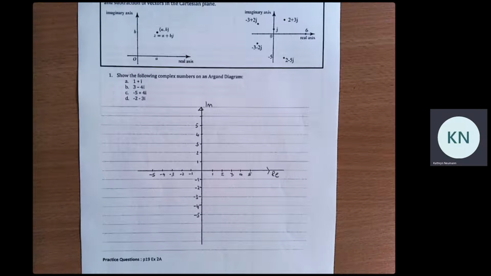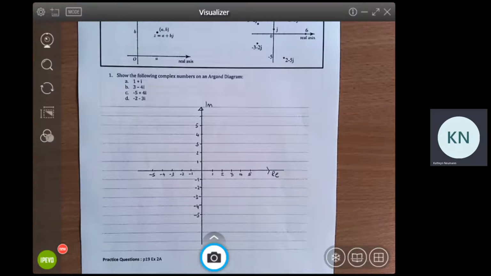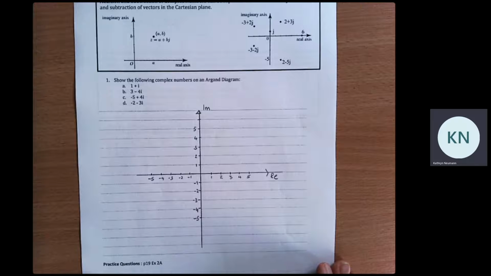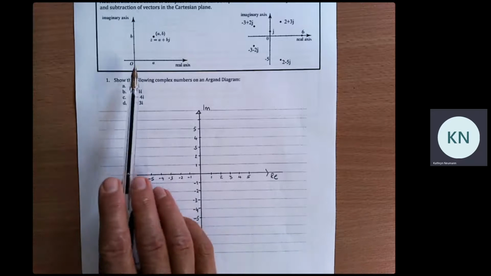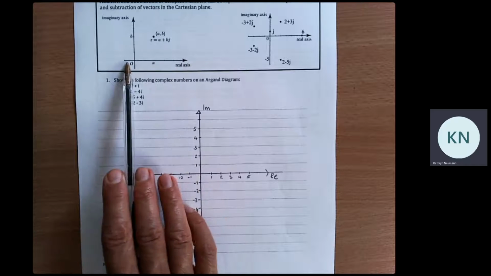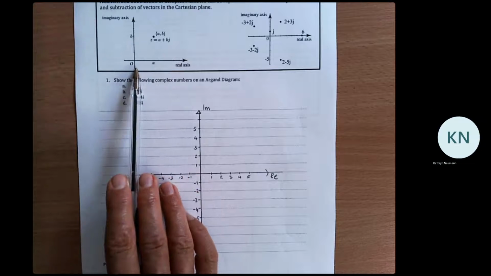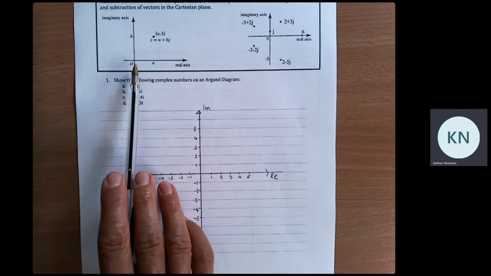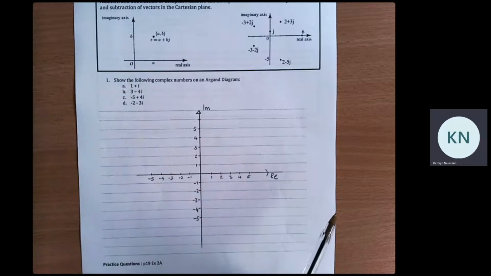So if we look at the notes you've been given here, as well as writing complex numbers in the form 3 plus 4i, we can also plot them on a diagram. And the diagram works like this. The real axis, the x-axis, represents the real numbers, and the y-axis represents the imaginary numbers. So this is very straightforward. Let's just have a look at how we would plot some numbers.